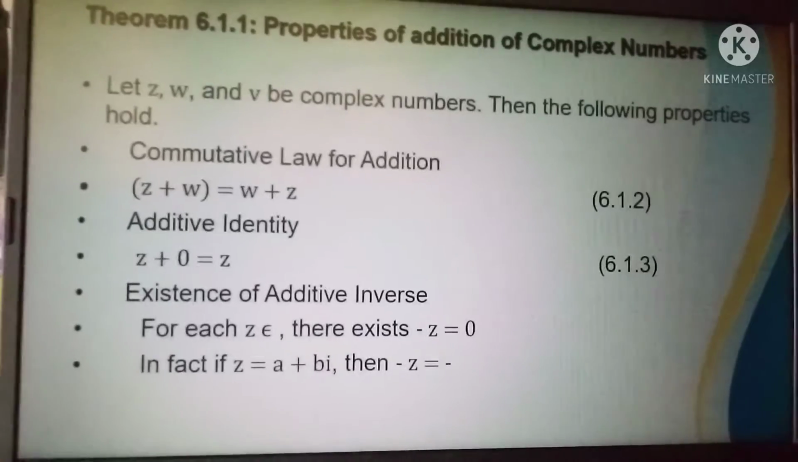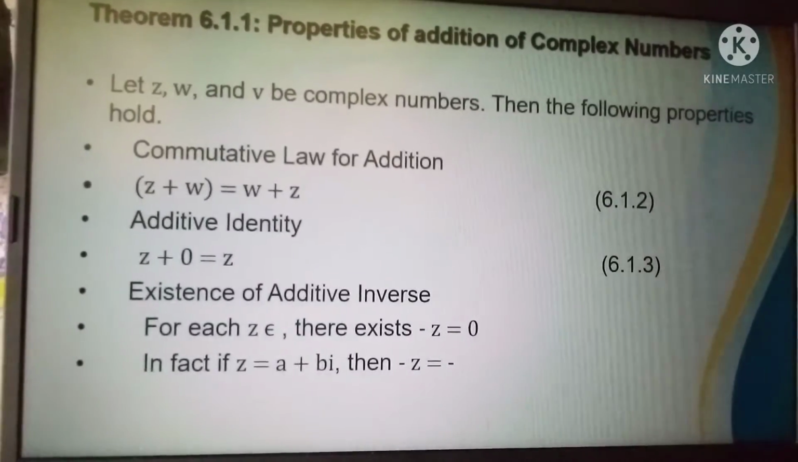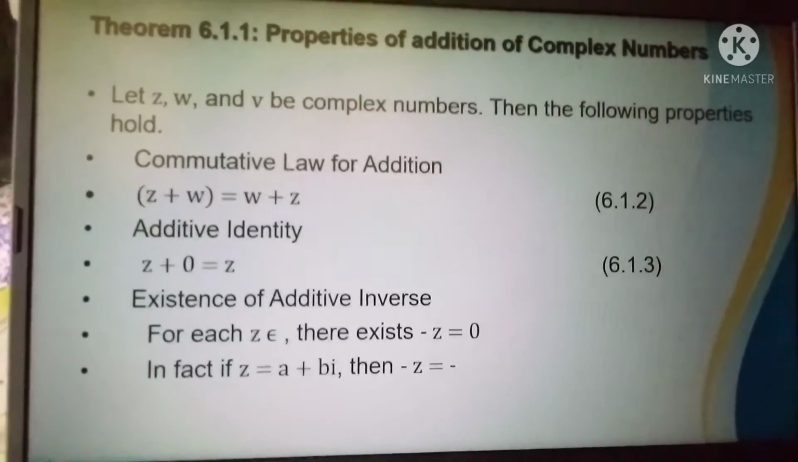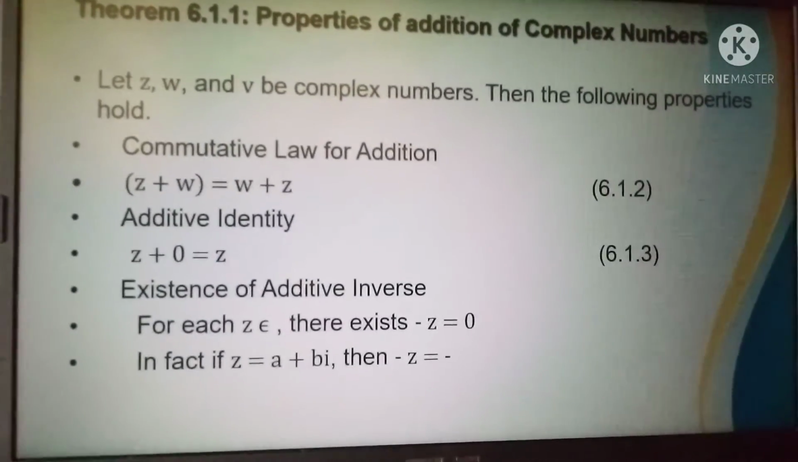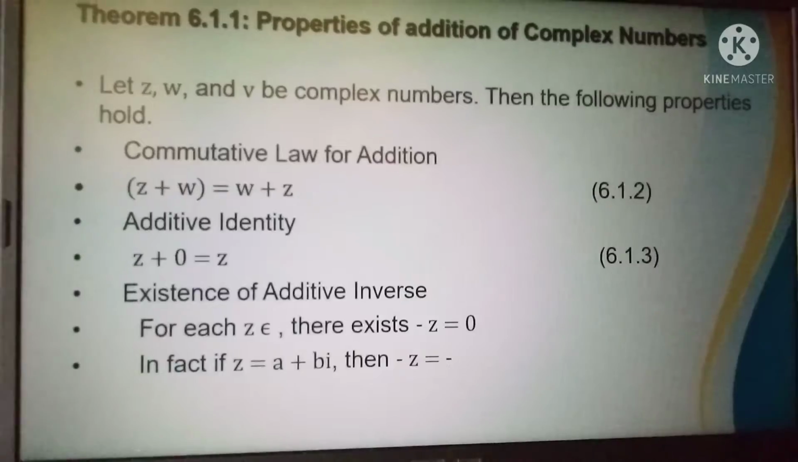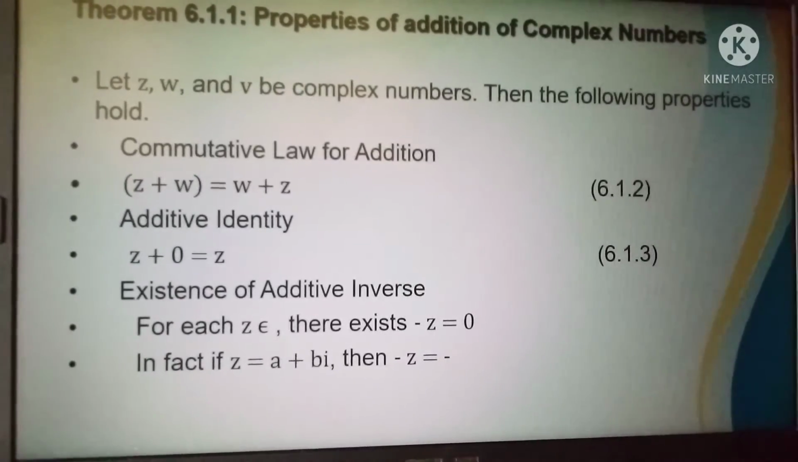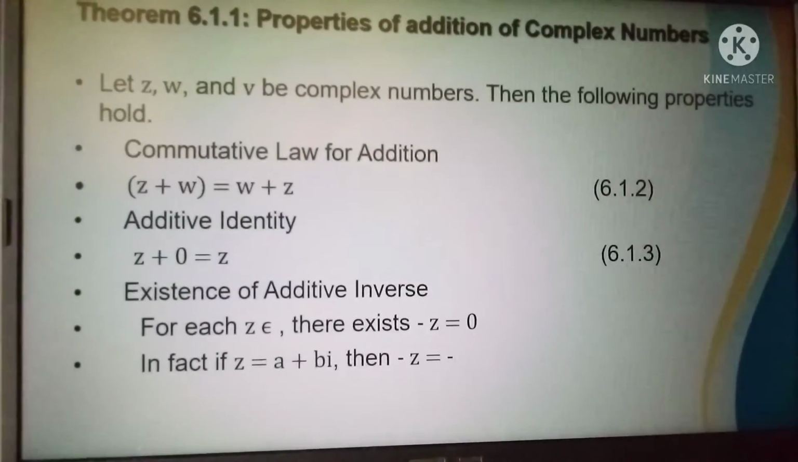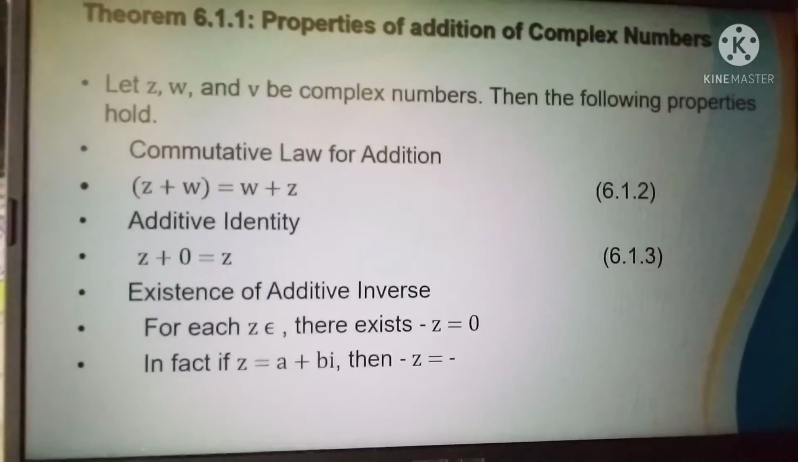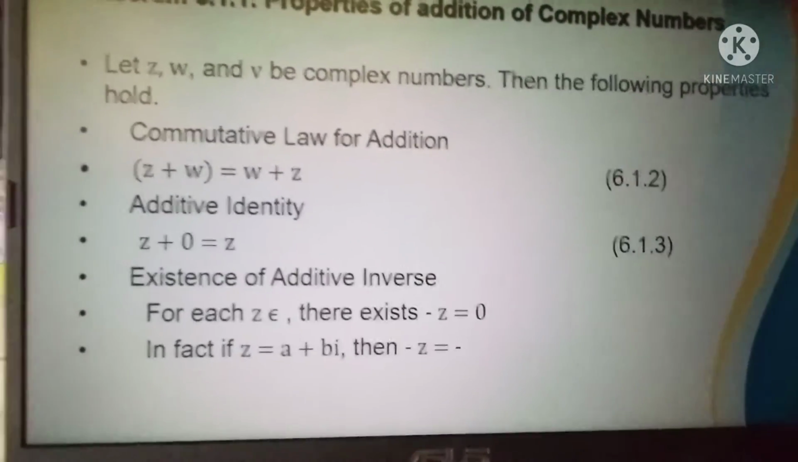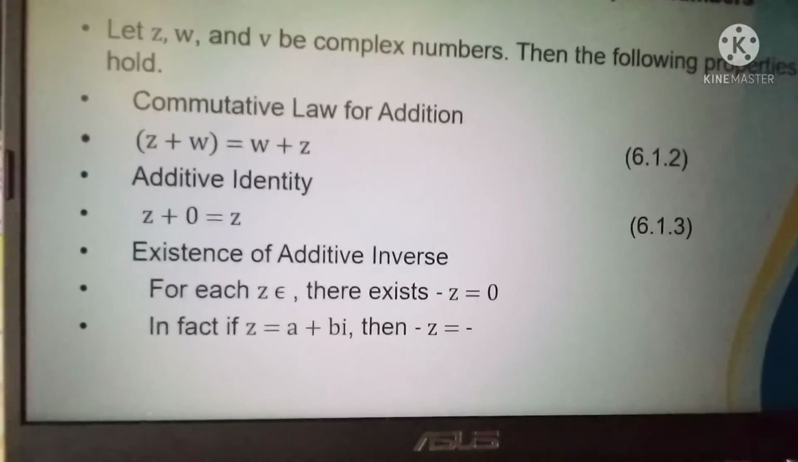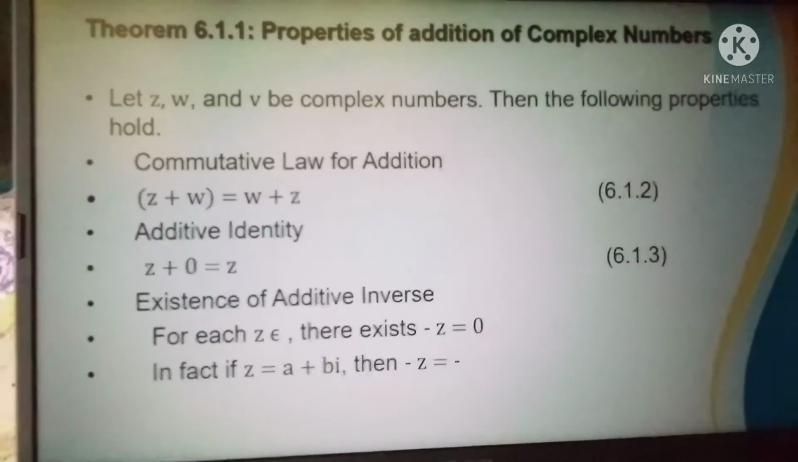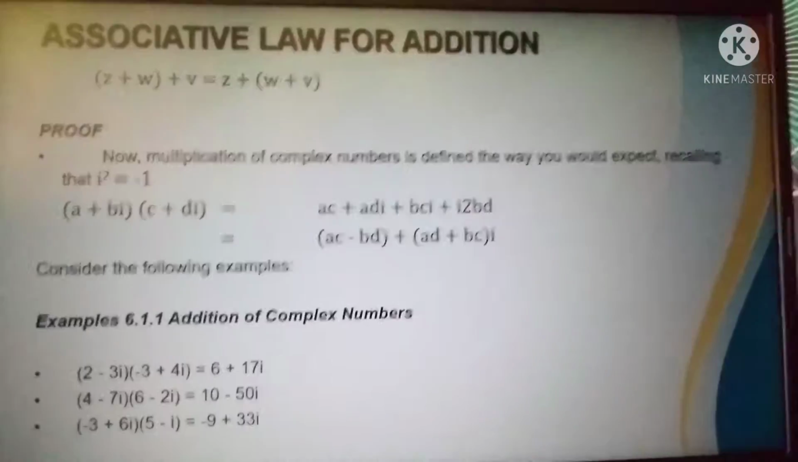So, yan. Commutative law for addition: z plus w is equal to w plus z. Additive identity: z plus 0 is equal to z. Existence of additive inverse: for each z element, there exists negative z such that z plus negative z is equal to 0. In fact, if z is equal to a plus bi, then negative z is equal to negative a minus bi.